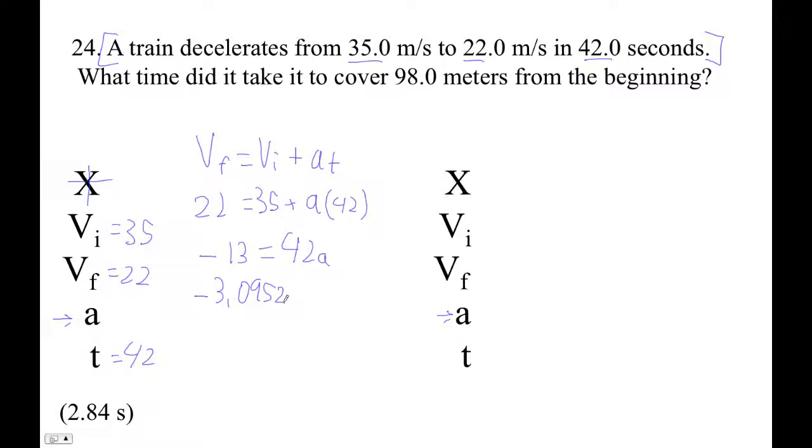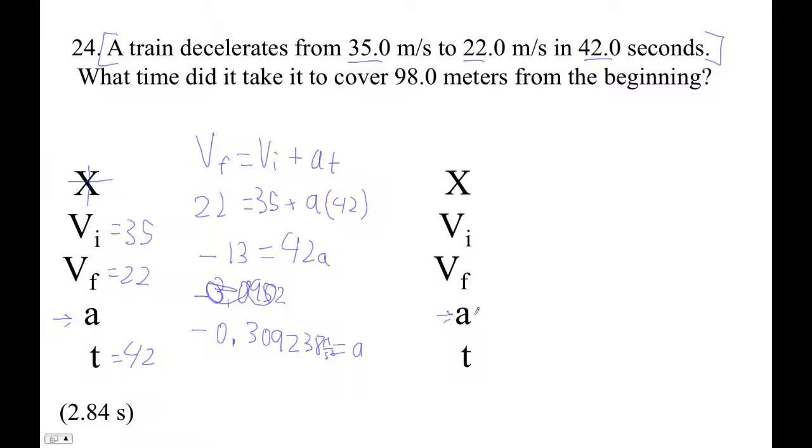I get that a is negative 3.09523. I'll just write that down. Whoops, that's not correct. It's negative 0.309238. That is my acceleration, and that's meters per second squared. So I'm going to use that in the second part.